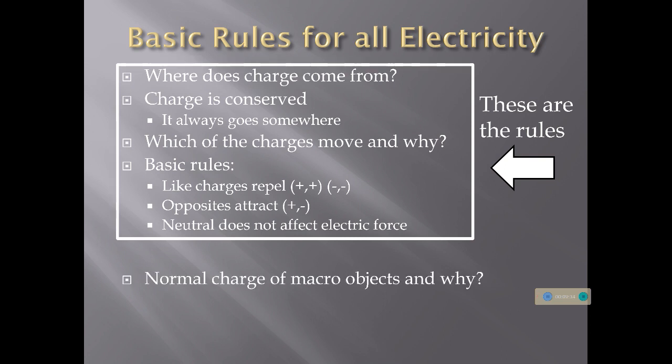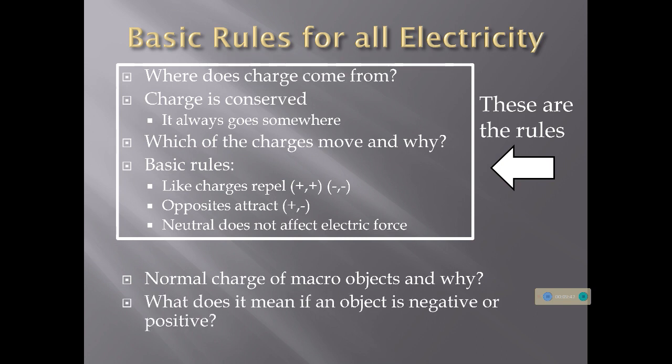Okay, I got ahead of myself. We already talked about this. What's the normal charge of macro objects and why? Boom. We said it's already neutral because it's the same number of protons and electrons. All right, so what does it mean if an object is negative or positive?